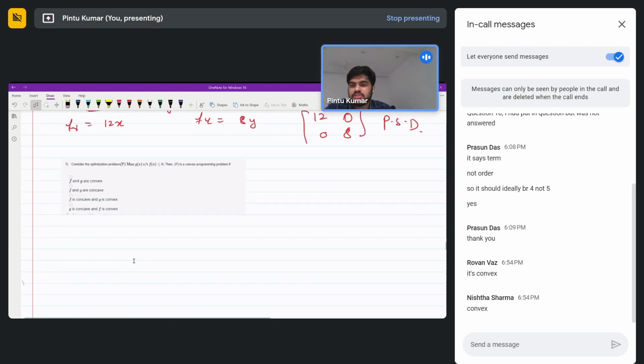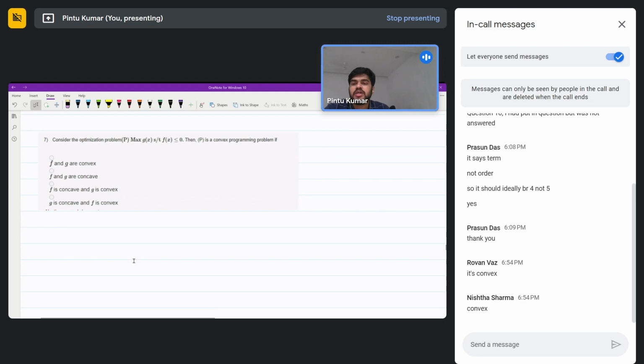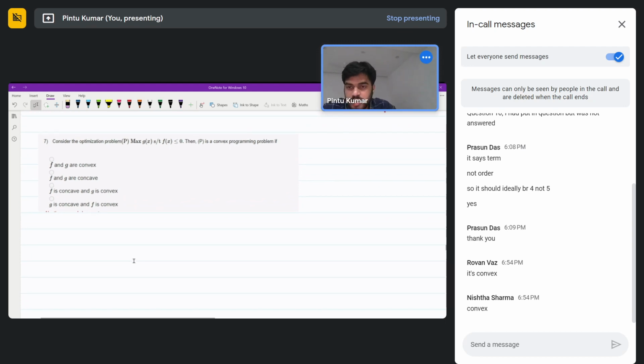Okay, so I think this should be an easy question. So the question is, consider an optimization problem P, which is maximize g of x subject to f of x less than or equal to 0. Then P is a convex programming problem if. So you have max g of x subject to f of x less than 0. So please tell me which of them is correct.